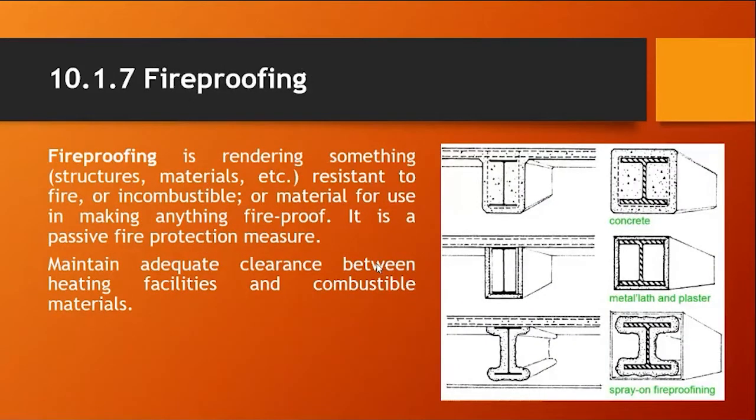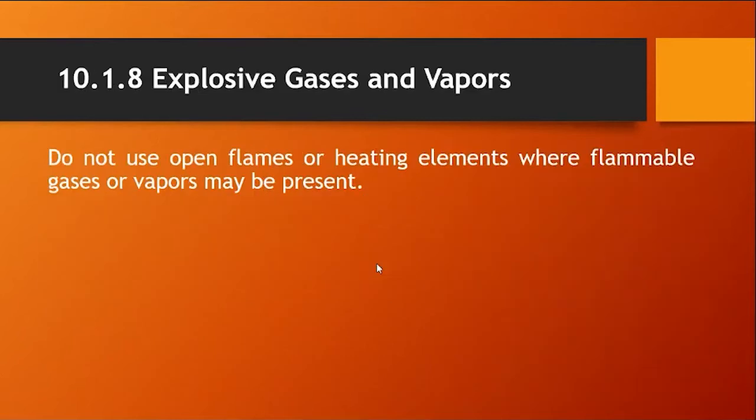Next is fireproofing. It is rendering something such as structure materials resistant to fire or incombustible, or a material for use in making anything fireproof. It is a passive fire protection measure. Maintain adequate clearance between heating facilities and combustible materials.